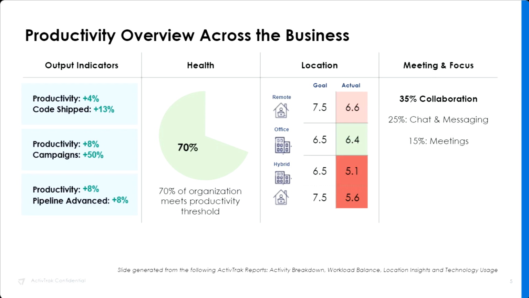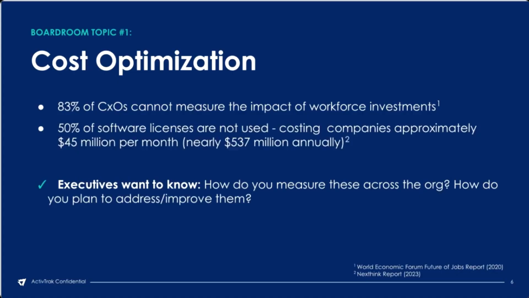But let's go back to what Javier has just shared with us around cost optimization specifically. Now, when it comes to cost optimization, we know that 83% of CXOs cannot measure the impact of workforce investments. We know that of those workforce investments, there's a lot of technology that's being invested in right now, and 50% of those software licenses go to waste, which is Javier's second set of reports, right? What's the license count you have on those reports, and how many of them are actually being used?